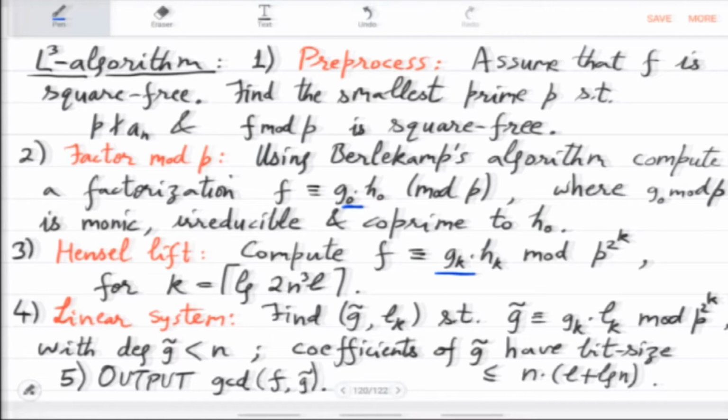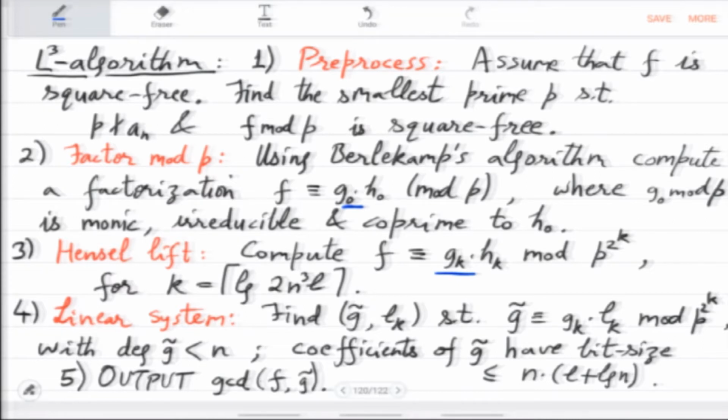Obviously the degree of G tilde should be between 1 and n minus 1. Moreover, the coefficients of G tilde should not be too large. The coefficients of G tilde should have bit size around the same as before, which was L. So now we want it to be around L times n. Okay, this much leeway we give, but not bigger. And finally, like we did in bivariate factorization, you take the GCD of f and G tilde and output it. Okay, so this is reminiscent of bivariate factoring.